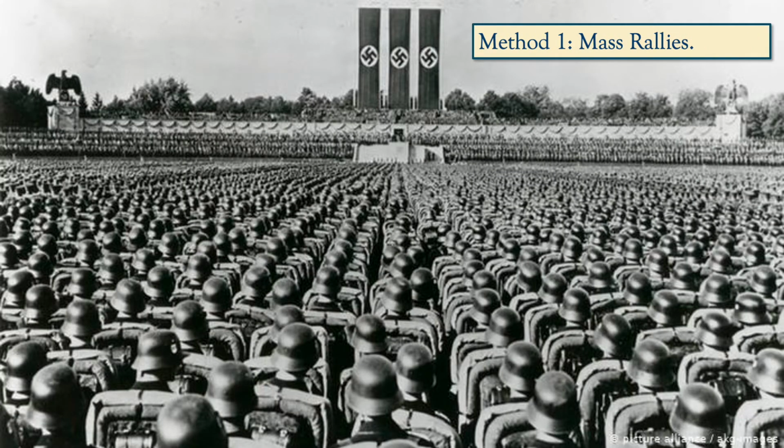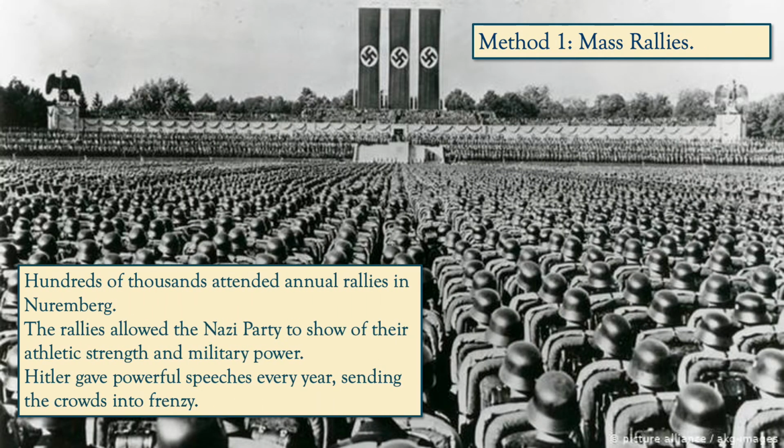Method number 1 is mass rallies. Now, hundreds of thousands of people would attend annual rallies in the city of Nuremberg. The rallies allowed the Nazi Party to show off their athletic strength and military power. Hitler would give powerful speeches every year, sending the crowds into a frenzy.